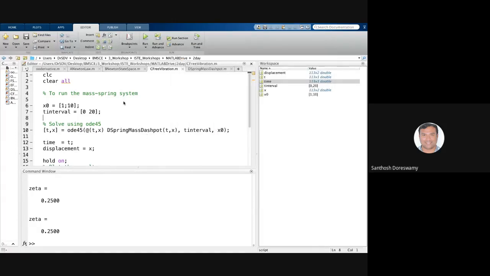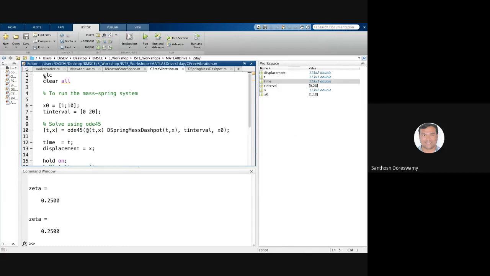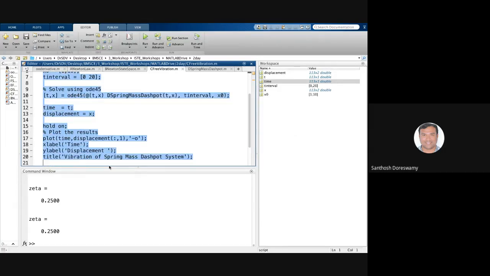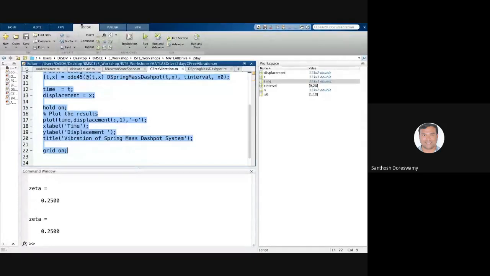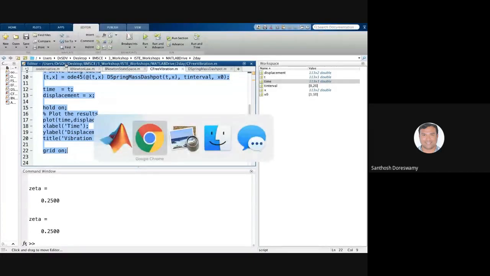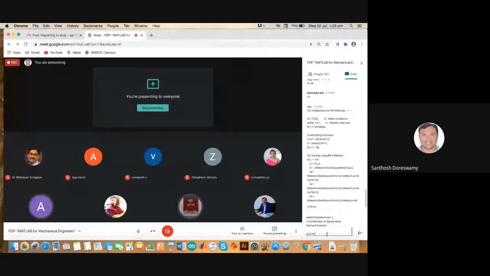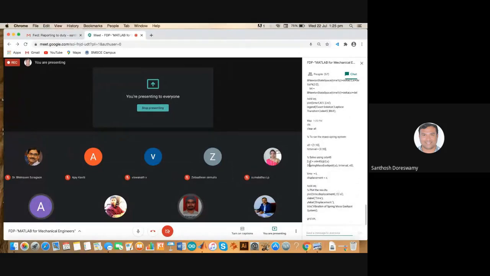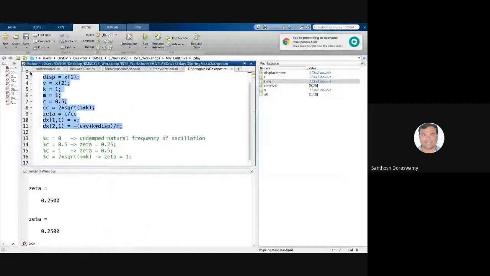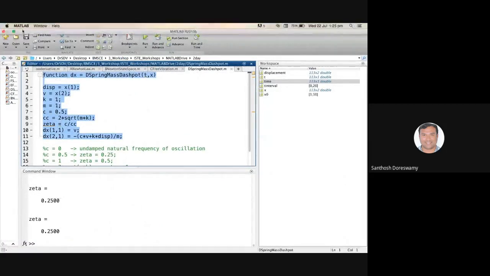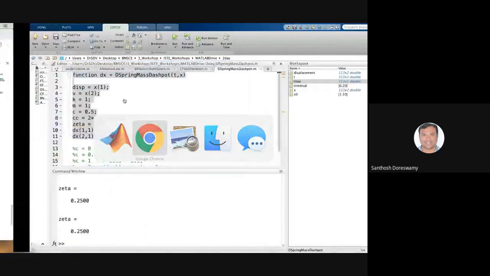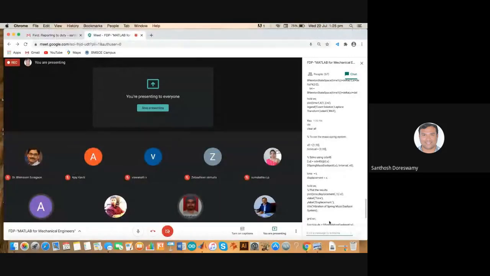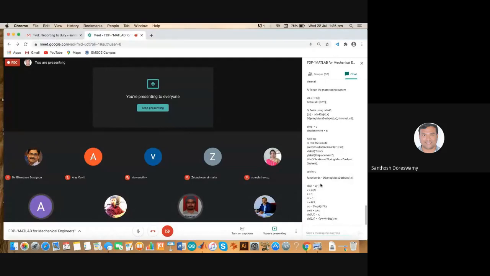Okay, so that is another example that we have here. What I'll try to do is copy this code and paste it in the chat. There you go. Then we have the function, right? We also have the function here. Okay, so there you go.